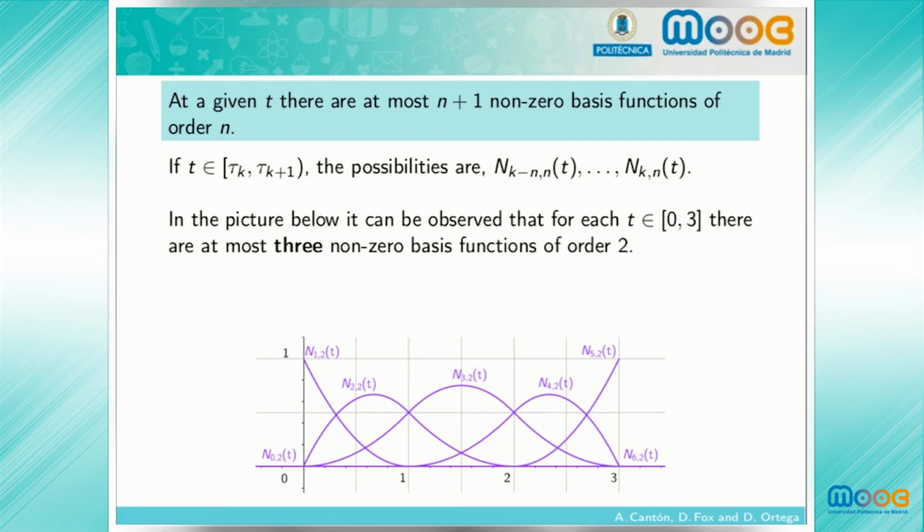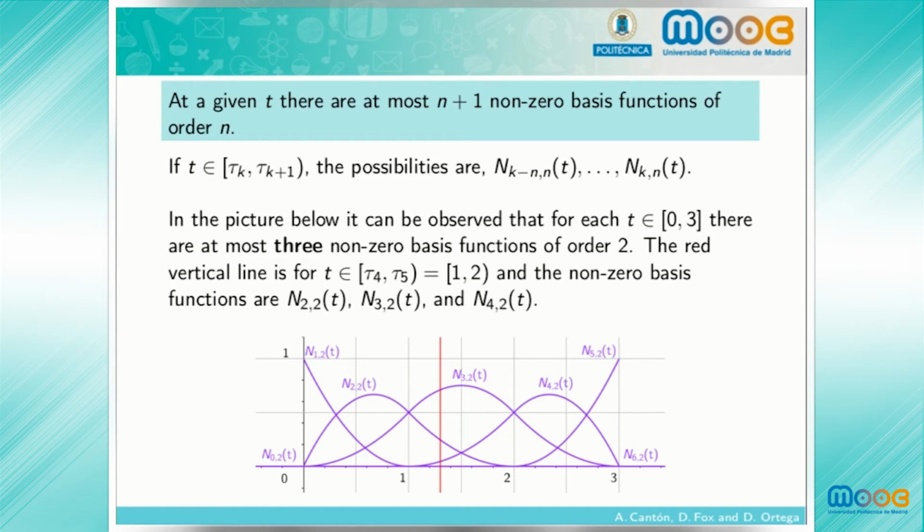In the picture, we can see that for t between 0 and 3, there are at most 3 non-zero basis functions of order 2. For instance, the red line indicates a particular value of t between 1 and 2, which correspond to the knots tau sub 4 and tau sub 5. And the 3 non-zero basis functions are those with indices 2, 3, and 4.